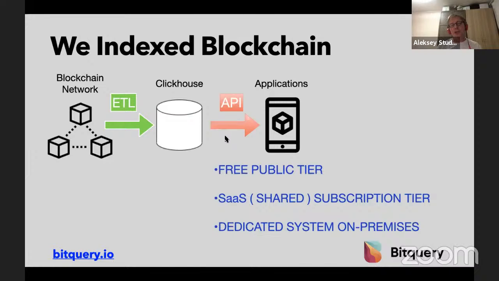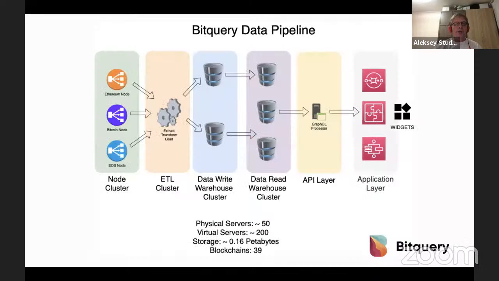And we have a free public tier. We also have the subscription tier, like a SaaS model. And also sometimes we install dedicated systems. But in all cases, we have the single API that's used by applications. It's front-end applications, back-end applications, different kinds, even mobile. So they use the same API. So this is our business, a very high-level view.